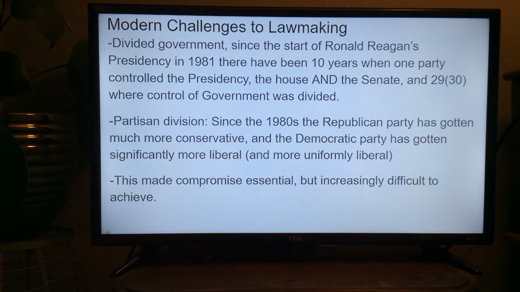They've retired. Geographic shifts have led to greater concentrations of one ideological viewpoint in one party. And so now today, the Republican Party has gotten significantly more conservative, and the Democratic Party has gotten significantly more liberal and more uniformly liberal. And so you don't really have a whole lot of interplay.